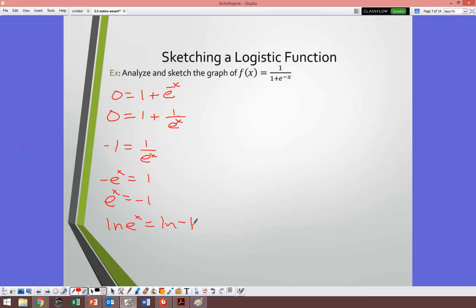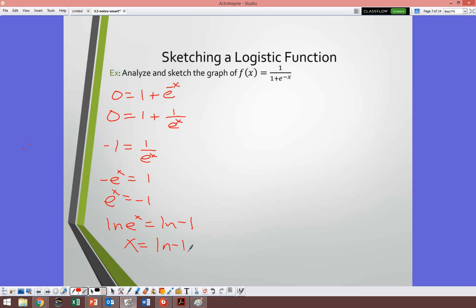All right, so that's just going to give me x equals ln of negative 1. ln of negative 1 does not exist, right? Okay, so what does that mean? Is there any place in which this is going to equal 0? No, so that means I'm not going to have any vertical asymptotes. You guys can't just say asymptotes, because then you are assuming there's no horizontal or slant.